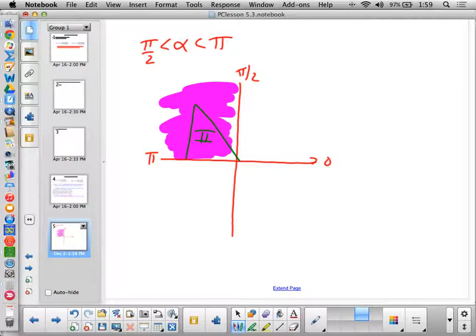So my x is negative, my y is positive, and my r is always positive. So you really have to watch your quadrants when you're working with your non-identity angles. You get a lot of people who are putting them in the wrong quadrant and coming up with the wrong values.